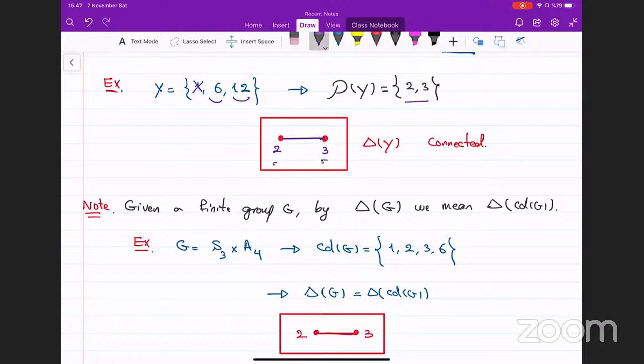Is there any edge between 2 and 3? I should look at this set. So is there any element of Y which is divisible by 6? Yes. For example, 6, or for example, 12. This was one special example where each of these elements is divisible by the product of 2 and 3, but this is not a general case. Anyway, one is enough for me. For example, when I see this, okay, there is an edge between 2 and 3. So here I obtain delta Y, which is a connected graph.